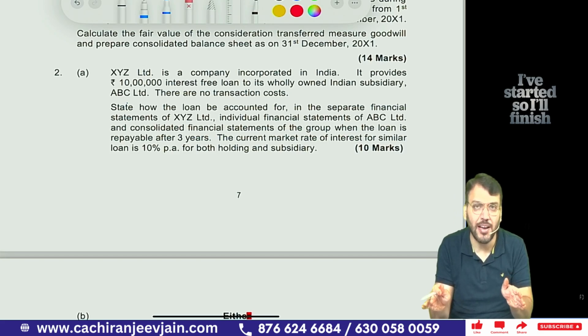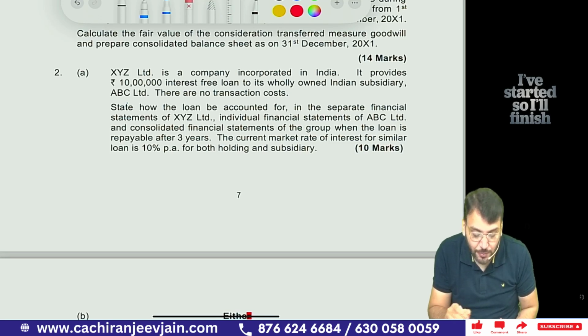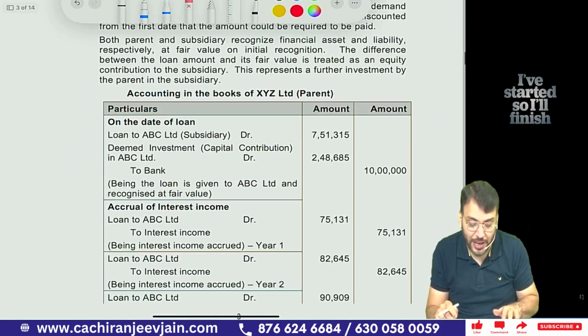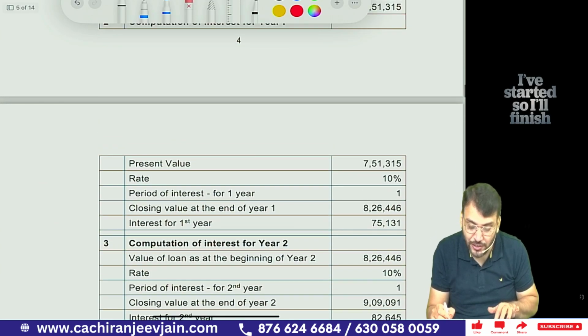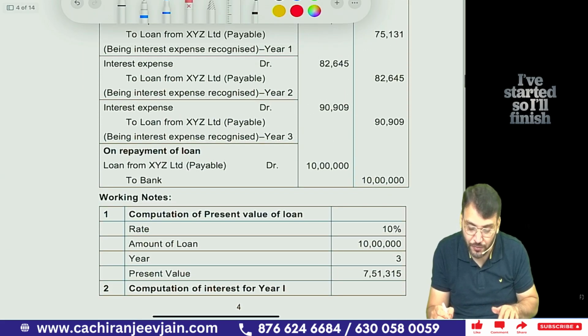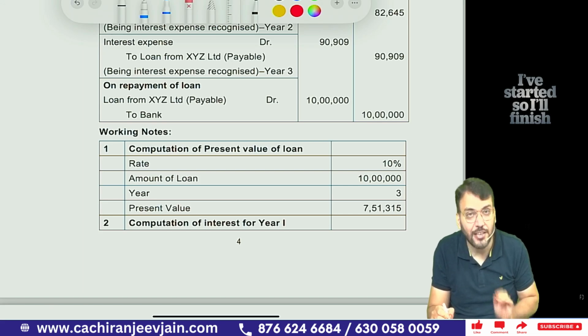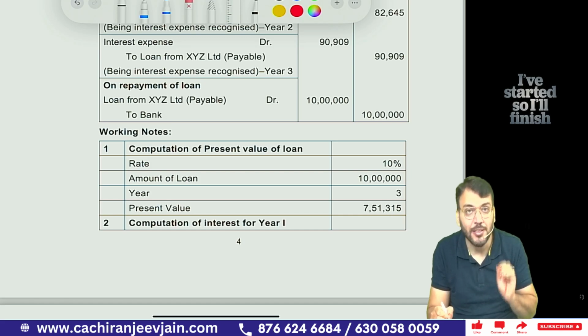In the consolidated financial statement, the entire transaction will be eliminated. Got this point? The current market rate of interest for a similar loan is 10% per annum for both holding and subsidiary company. So if you see the solution, first we need to find out the fair value of the loan, which you can find out by using the market rate of interest. You can see the market rate of interest is 10%. The discounting factor will give the present value, that is 7,51,315, at a discount rate of 10% for 3 years. The difference, 10 lakh minus 7,51,315, will be the deemed investment.